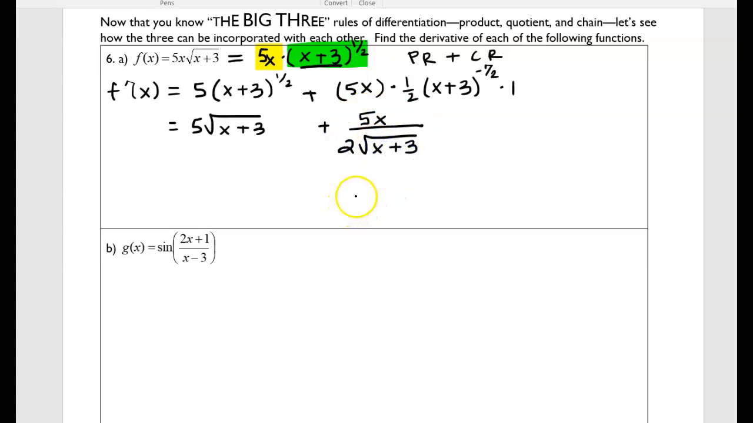Now sometimes you might actually want to get a common denominator here and combine those. If you did, I would need to multiply this first term by the denominator of the second term, so times 2 square root of x plus 3, top and bottom.